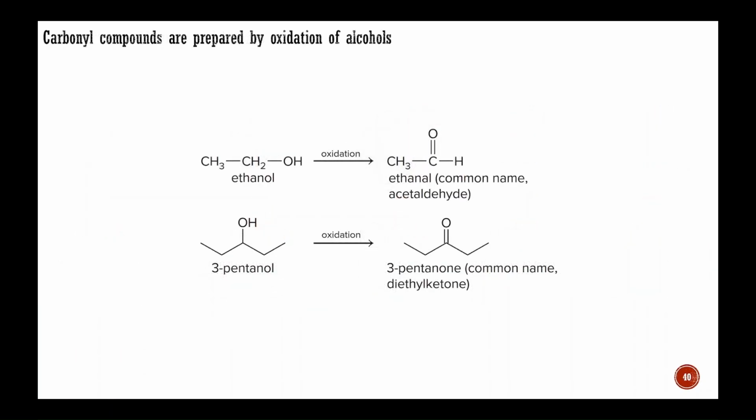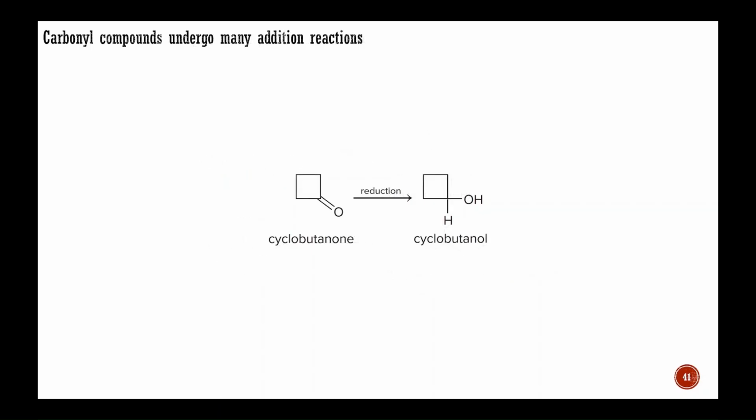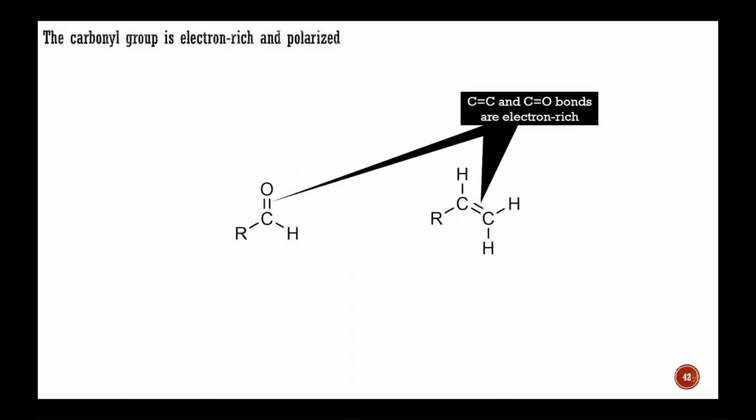You probably remember from our discussion on the properties of alcohols that aldehydes are formed by the oxidation of primary alcohols, whereas ketones can be synthesized by the oxidation of secondary alcohols. Conversely, due to their unsaturation, carbonyl compounds can undergo many addition reactions. When we use hydrogen or another reducing agent in an addition reaction, carbonyl compounds can be reduced to their corresponding alcohols. Like the carbon-carbon double bond, the carbon-oxygen bond is electron-rich. However, unlike the carbon-carbon double bond, the carbonyl group is highly polar and has a strong dipole moment.